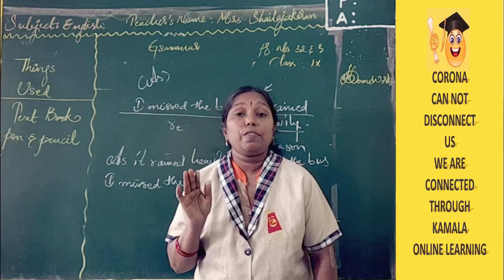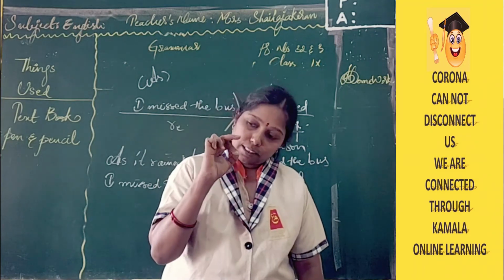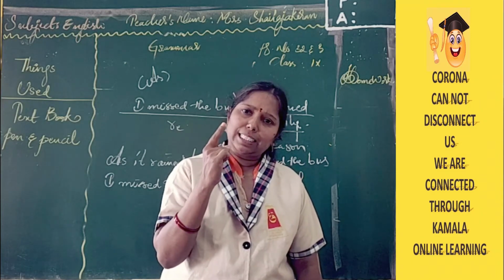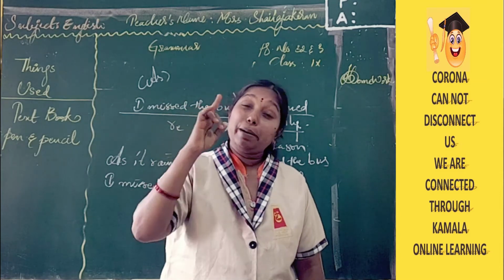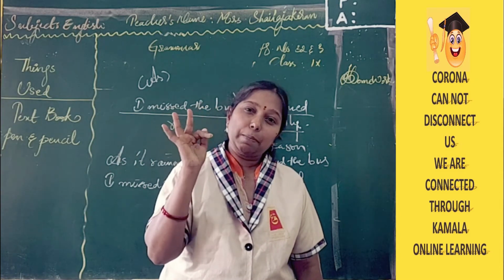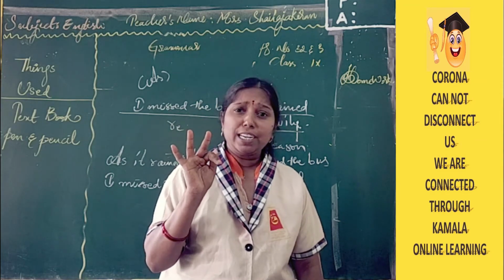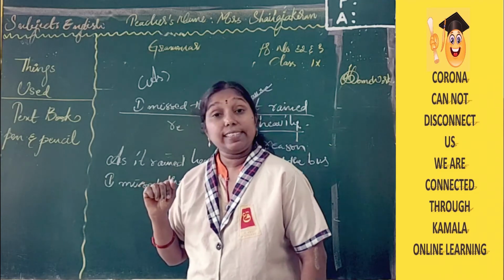A clause is the combination of a subject and predicate. We have two clauses, the main clause and the subordinate clause. The main clause is an independent clause. It does not depend on any other clause. But the subordinate clause depends on the main clause. Understood?